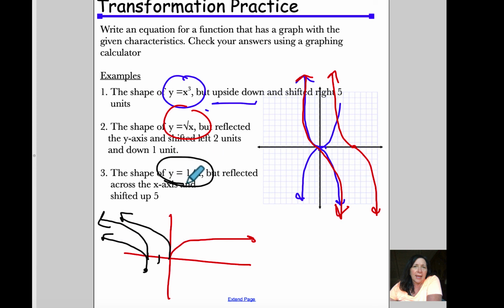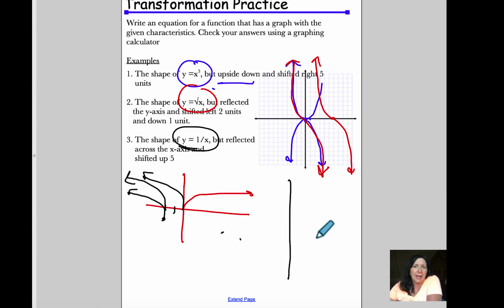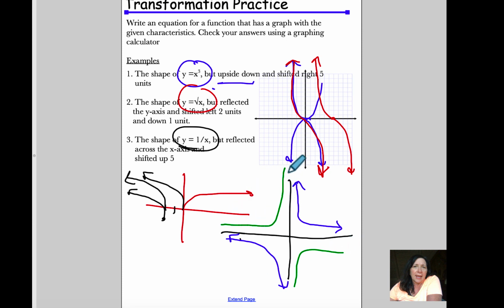And the last one is 1 over x, which, remember, is our graph where we have our asymptotes. And right now, to start with, it looks like this. Those are our graphs, okay? Now, if I reflect it across the x-axis, this value here, I'm going to redraw it, is going to go down and over. And then this is going to go like that. Now it's reflected. Now it's green.